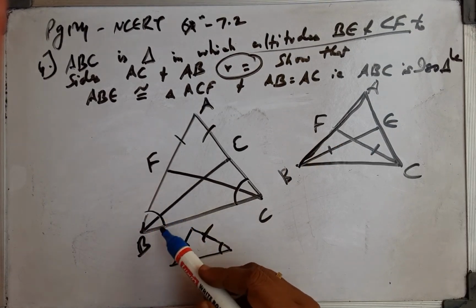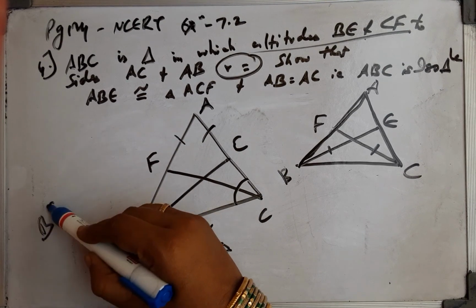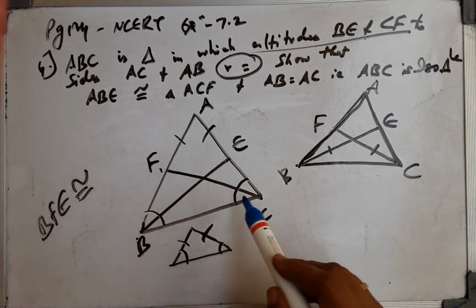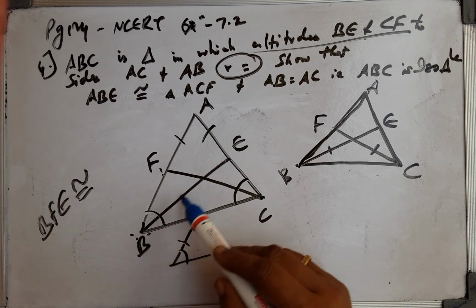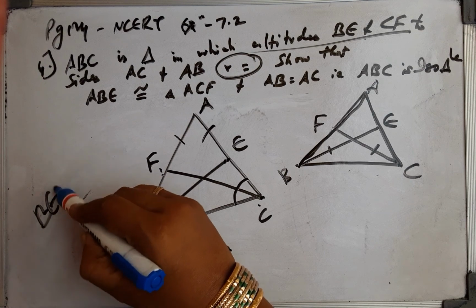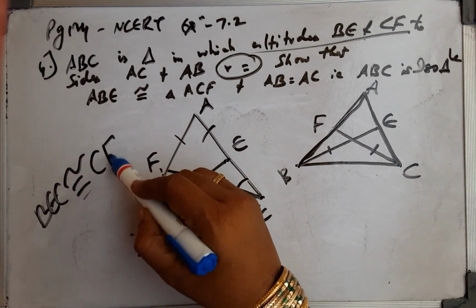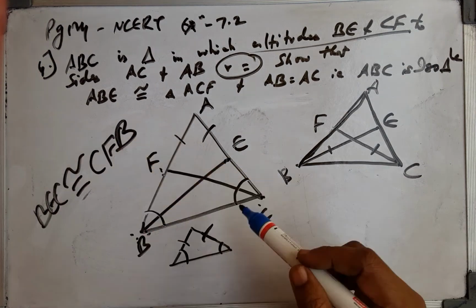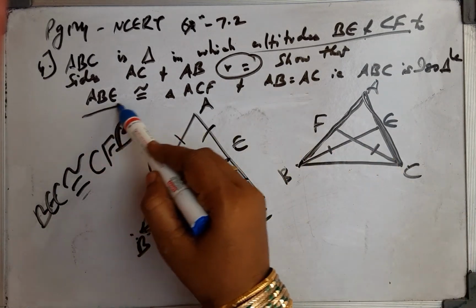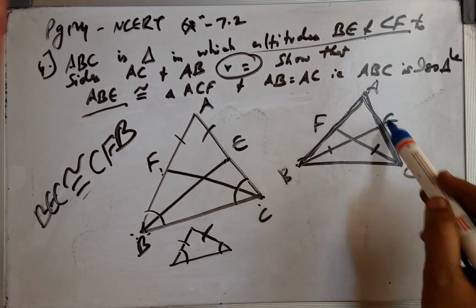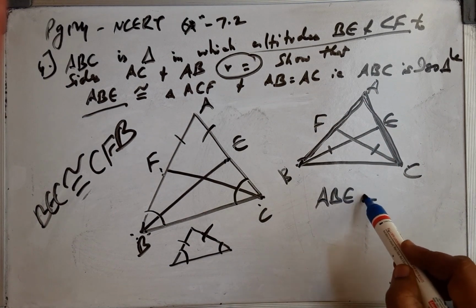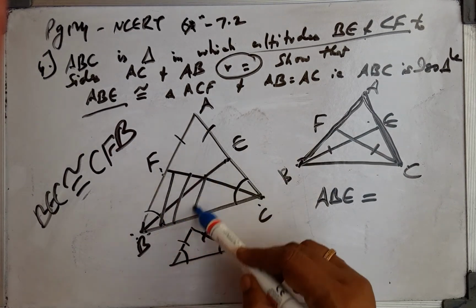In that problem, we picked triangle BFC congruent to triangle CEB, triangle BEC congruent to triangle CFB. But here, since we are required to obtain AB and AC, and also ABE congruent ACF, and these two follow from each other, so we have to pick the other two triangles apart from these two triangles.